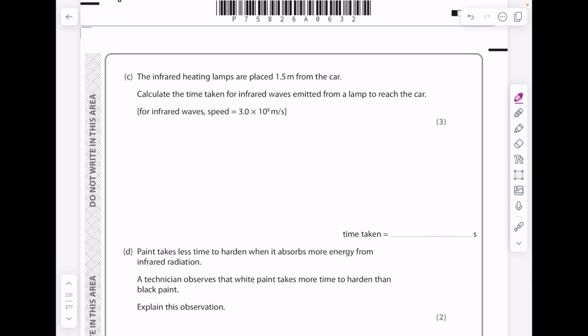The infrared heating lamps are placed 1.5 meters from the car. Calculate the time taken for infrared waves emitted from a lamp to reach the car. And here's their speed. So we can see that time is distance over speed. 1.5 divided by 3 times 10 to the 8 gives us a time of 5 times 10 to the minus 9 seconds.